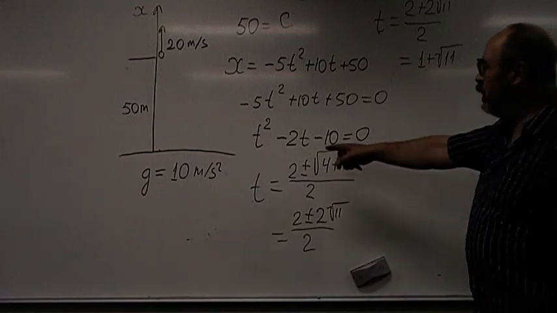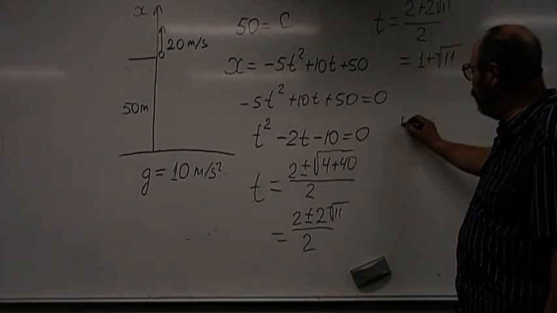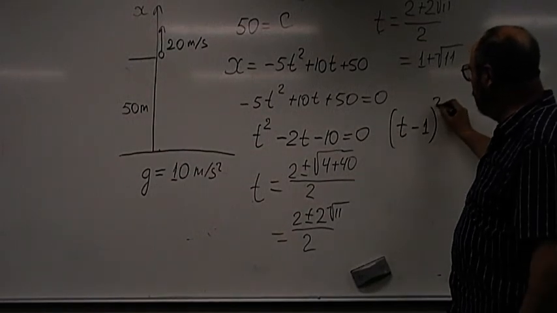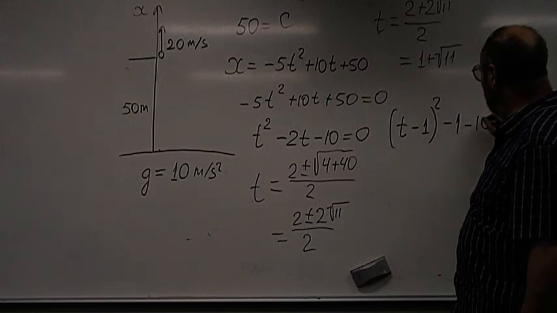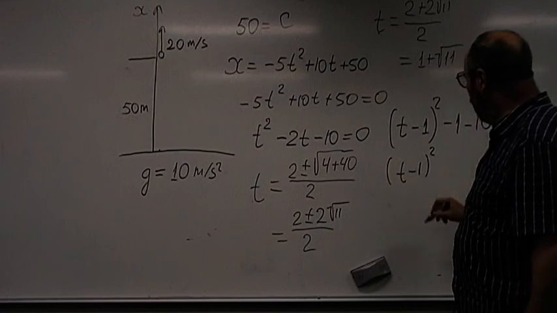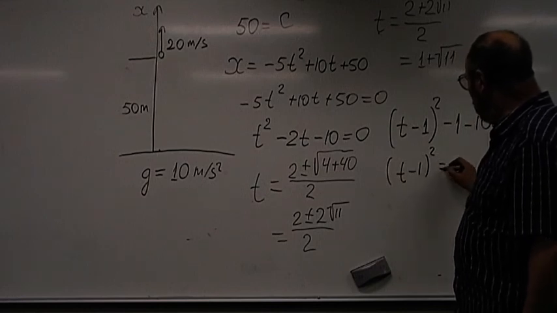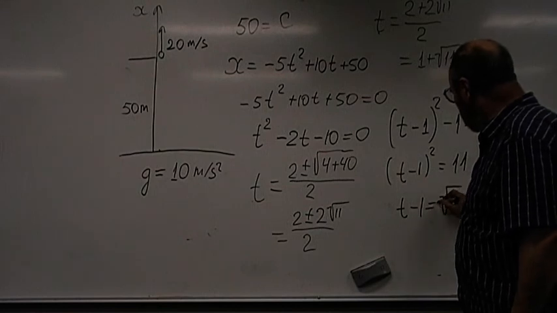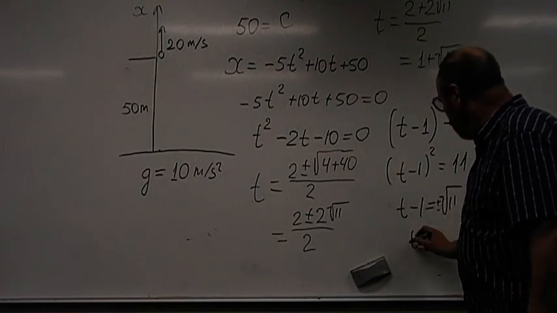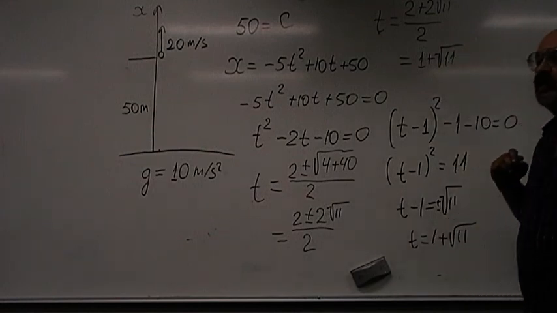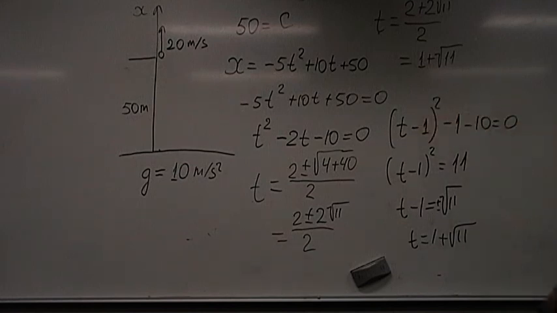Completing the square, that will be t minus 1 squared minus 1 minus 10 equals 0. So t minus 1 squared will be equal to 11, so t minus 1 equals plus or minus root 11, and t equals 1 plus root 11. Yes, we can do completing the square or the quadratic formula, whatever you prefer.